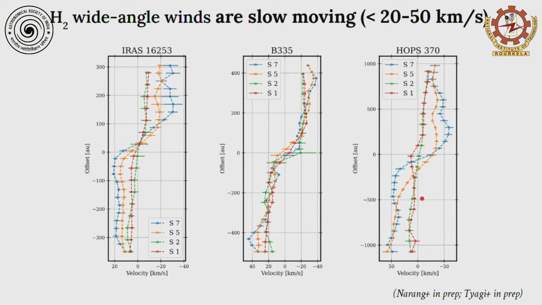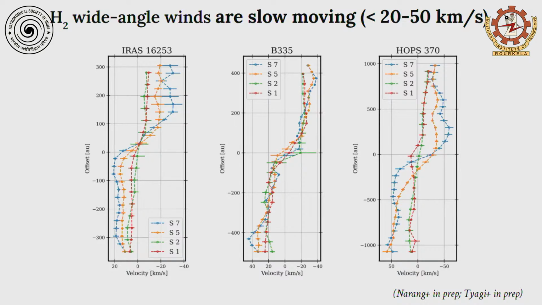And interestingly, remember the collimated jet was moving at 150 km per second or so. The wide angle hydrogen winds are moving at 20 to 50 km per second. These are the position velocity diagrams. Velocity is on the y-axis, and that's the positional offset. So if you correct for inclination, it typically comes to about 20 to 50 km per second. So wide angle winds are also slow moving.